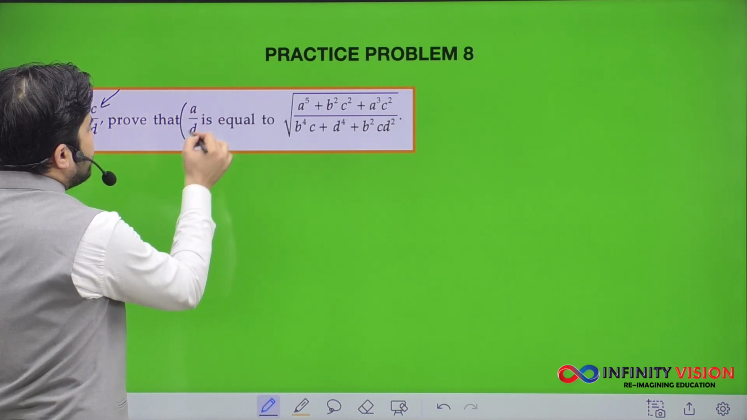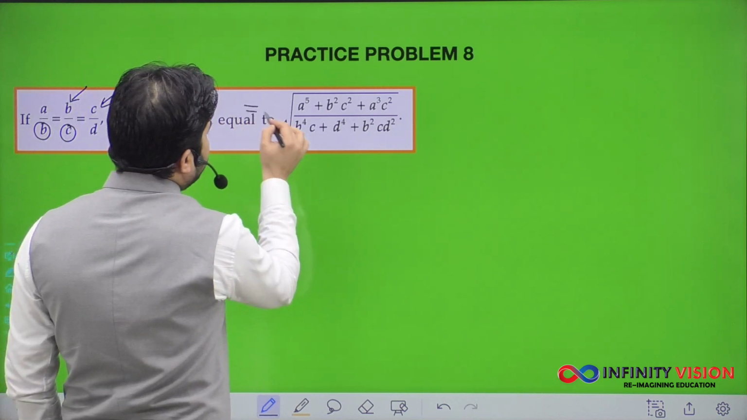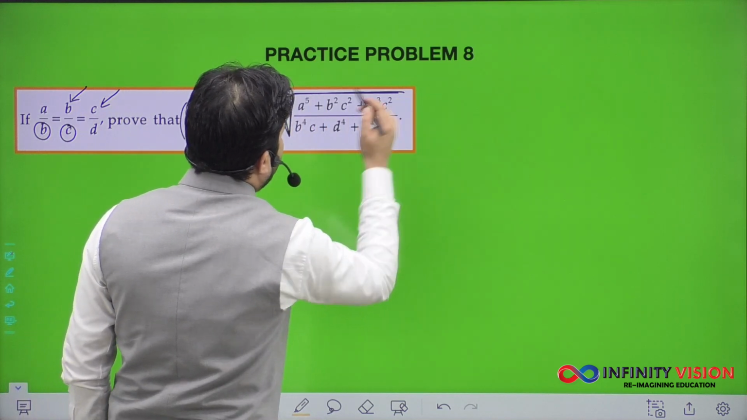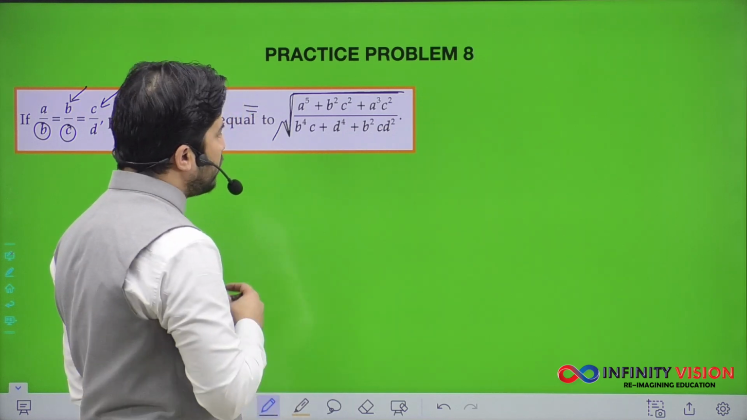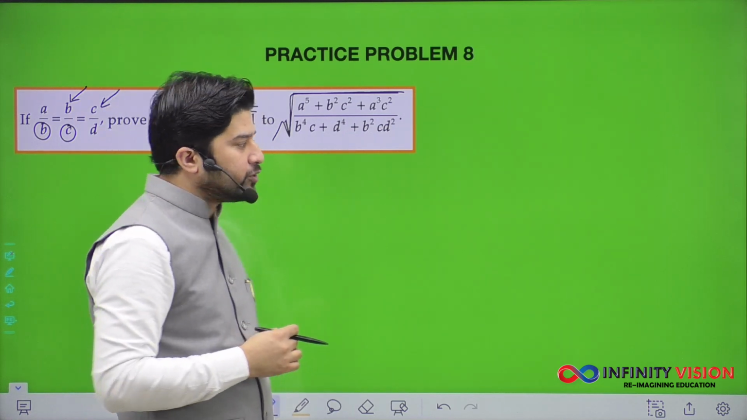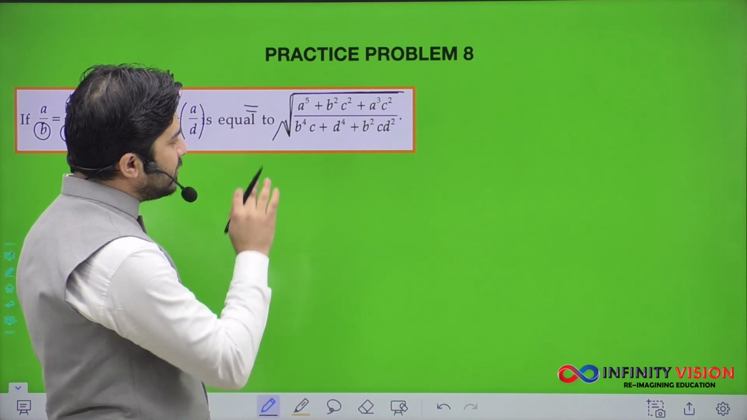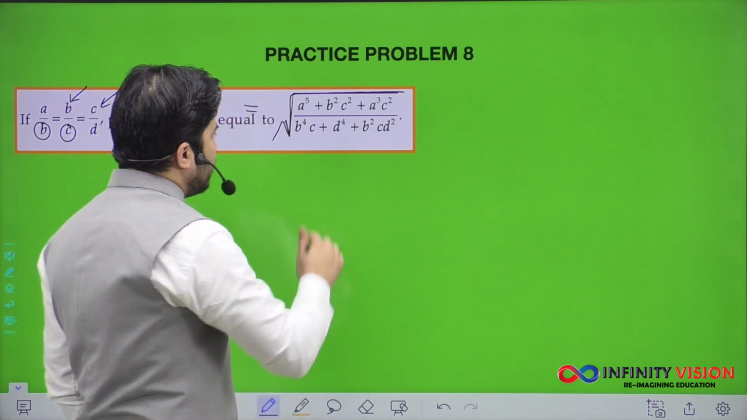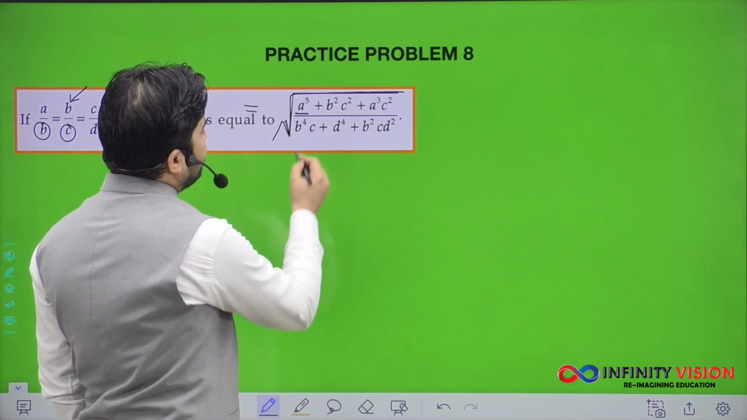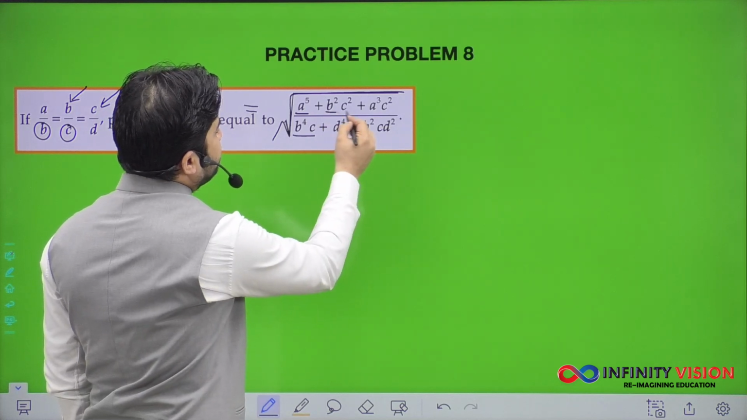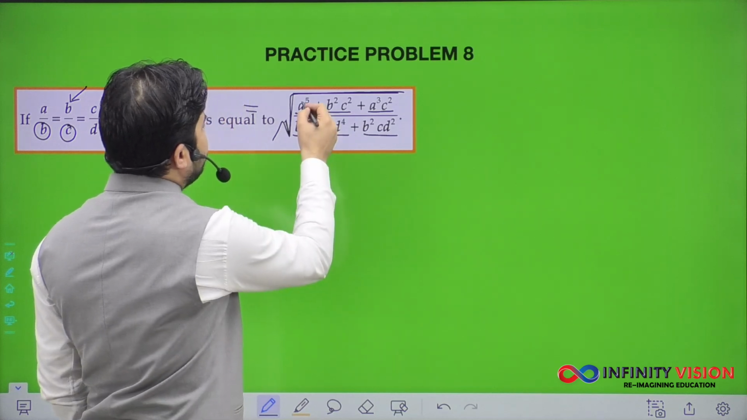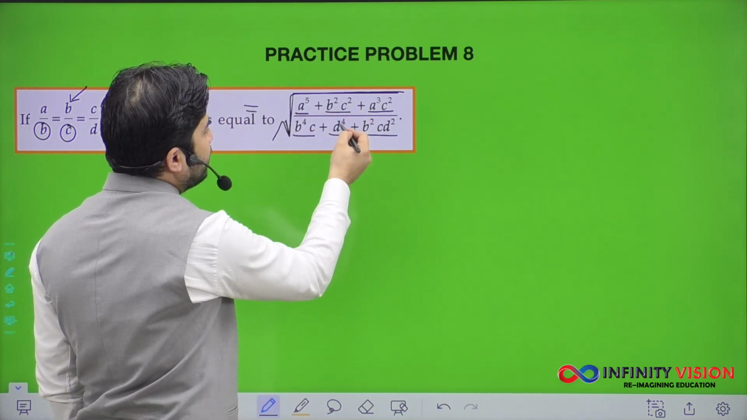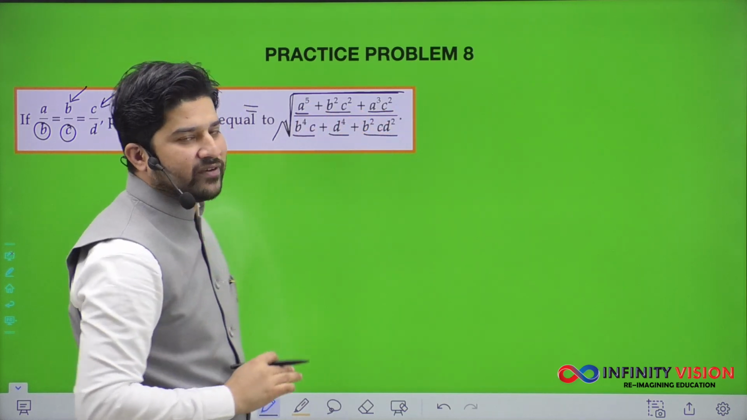And you have to say that a by d is equal to this ratio: under root of a to the power 5 plus b square c square plus a cube c square upon b to the power 4c plus d to the power 4 plus b square cd square. So here you have the first term as a to the power 5 and second term this. Second term, second term, third term, third term. So degree 5 upon degree 5, degree 4 upon degree 4, degree 5 upon degree 5.